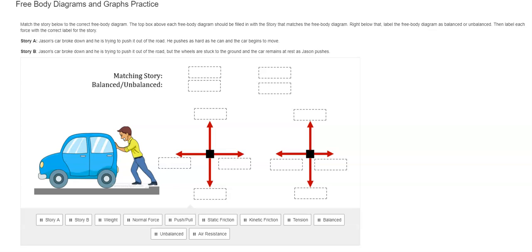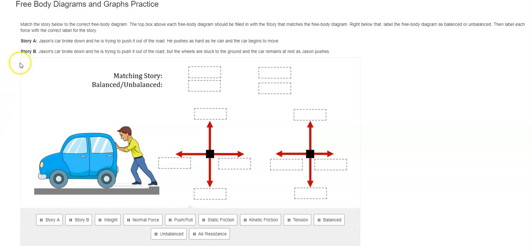In this video, I'm just going to explain to you how to do the practice or homework. On these, you're going to be given a picture and you're basically going to be labeling some free body diagrams. Looking at the directions here, it says match the story below to the correct free body diagram. The top box above each free body diagram should be filled in with a story that matches the free body diagram. Right below that, label the free body diagram as balanced or unbalanced, then label each force with the correct label for the story.